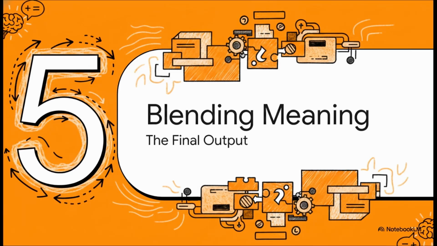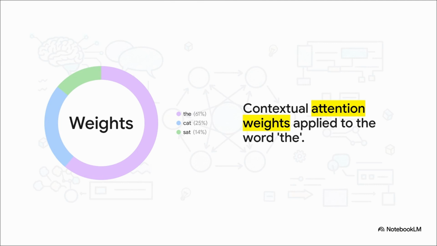Now for blending meaning together. With our attention weights completely dialed in, we can finally step back and look at the finished product. Just think about how this all distributes for the word "the" in our little phrase. The final output vector is really just a weighted sum of the values matrix. Every value gets multiplied by the amount of attention it received. So here, that's 61% of the word "the," 25% of "cat," and 14% of "sat." Add all that up, and boom, you have a brand new vector. The word "the" isn't isolated anymore. It is now deeply enriched and blended right into the context of "cat" and "sat."